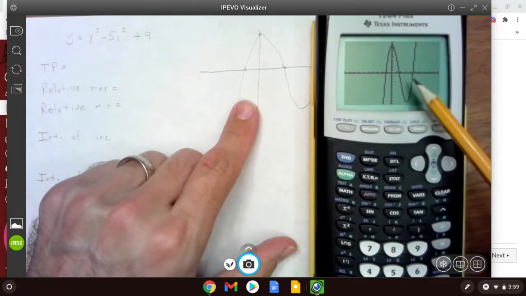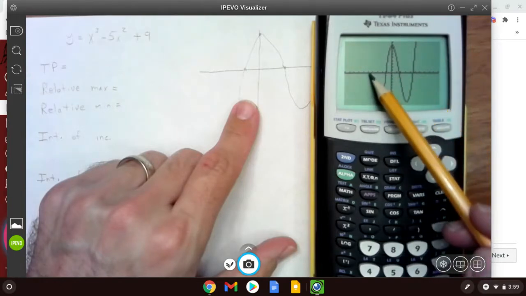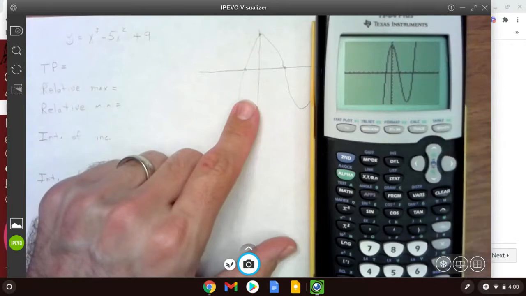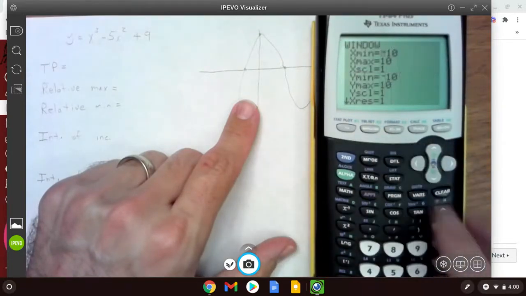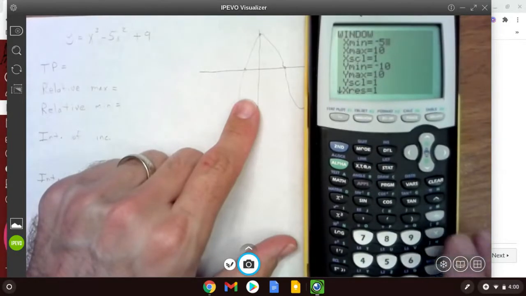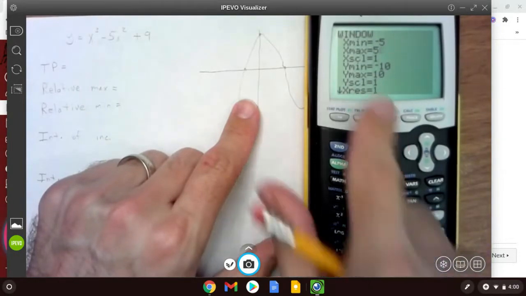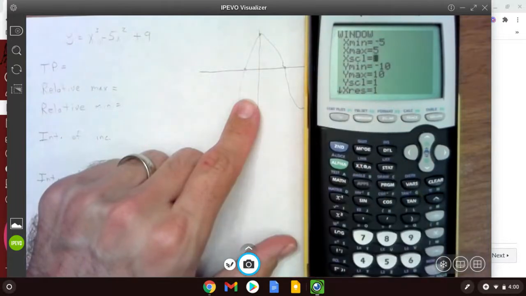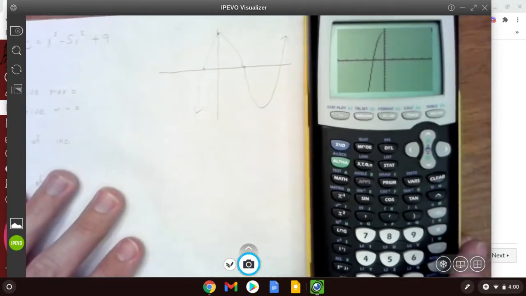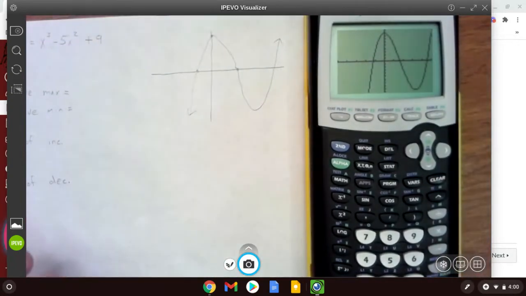So what I'm going to do is change the x minimum to about -5 and the maximum to about 5. So I go to window, -5 for that, enter, and 5 for the x max. Enter. And I'm just going to leave the scale and the y min and max alone. Hit graph again. You didn't actually have to do this step, but it does make it a little easier.